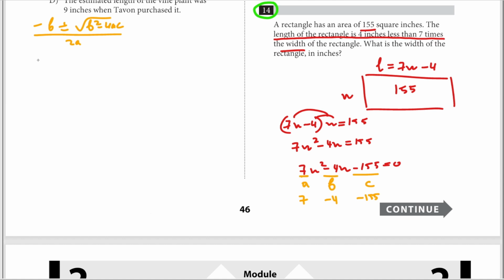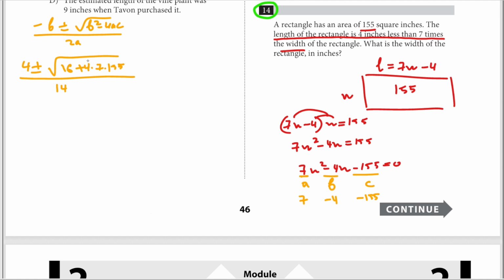So minus b, that's just positive 4, plus or minus the square root of negative 4 squared, just 16, right? Minus 4 times 7 times negative 155, it will turn into a positive, so it's plus 4 times 7 times 155, and all of that is divided by 14. Now the question is how to do this fast. Well, using a calculator or doing this by hand. I would do it by hand.